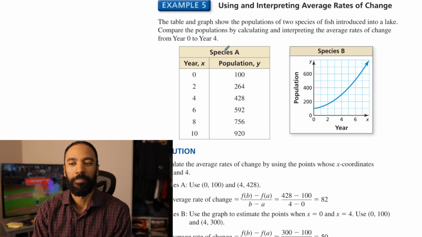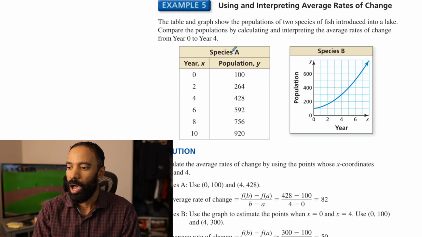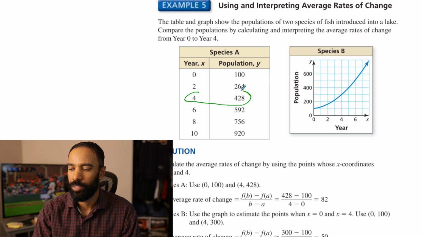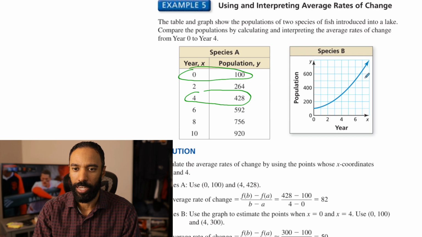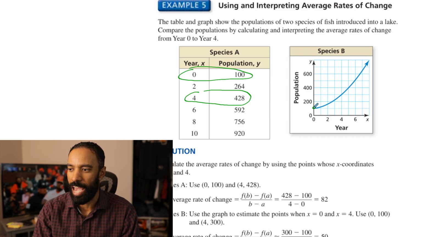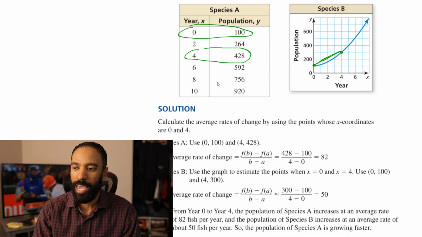The table, here's a word problem. The table and graph show the populations of two species of fish introduced into a lake. Compare the populations by calculating and interpreting the rates of change from year 0 to year 4. So from year 0 to 4, there's this species of fish here. And it's not linear itself, but we can find the average rate of change from here to here. We want to find out basically how much you rise, how much you run. That'll give us that slope. Sorry for not being a perfect line there. But yeah, that's what we do.